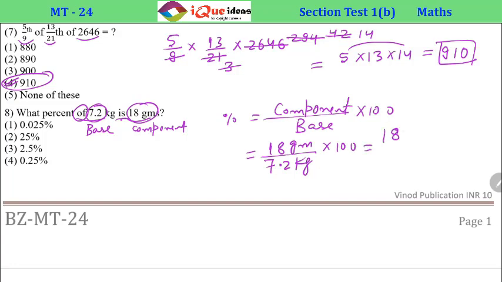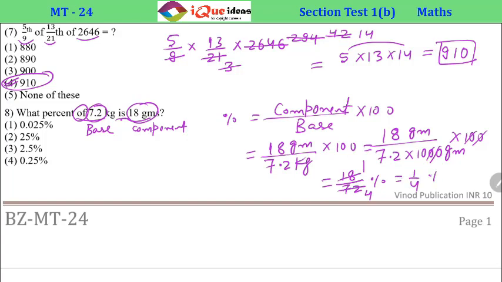So 18 grams and 7.2 kg will be 7.2 into 1000 gram. 1 kg is 1000 gram, into 100. So 0 and 0, 0 and 0 are cancelled. We will have 18 by 72%. Right? Now 18 by 72, 18 cancels 72 4 times. So it is 1 by 4%.